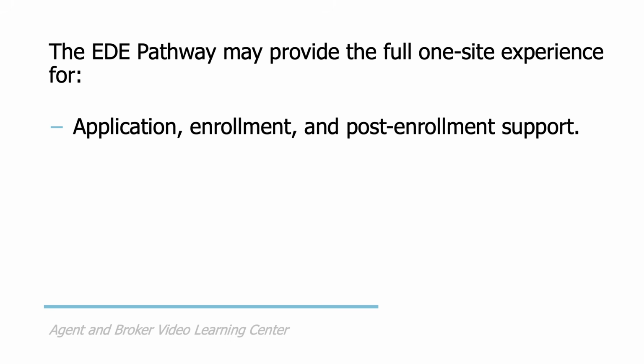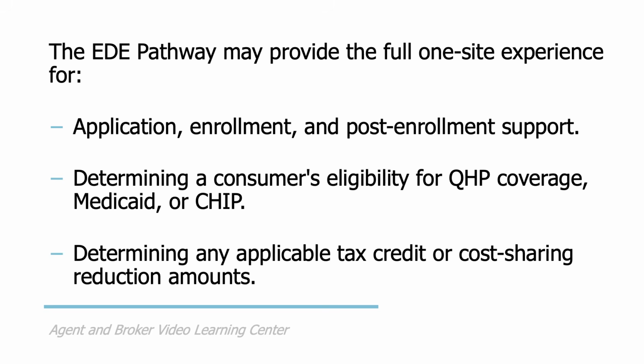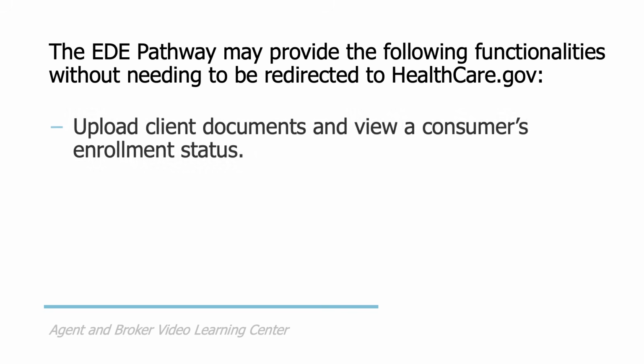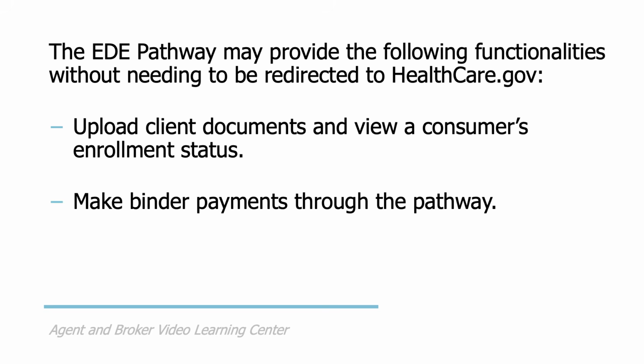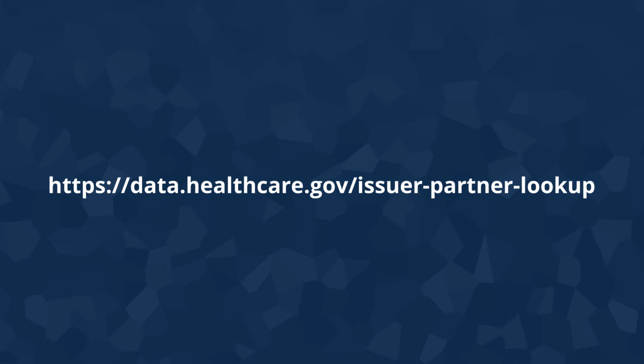Through secure data transfers, the marketplace will determine a consumer's eligibility for QHP coverage, Medicaid, or CHIP, as well as any applicable tax credit or cost-sharing reduction amounts. QHP issuers and web brokers who are approved by CMS to offer EDE provide additional functionality, such as the ability to upload client documents and view a consumer's enrollment status, make binder payments through the approved QHP issuers or web broker's website, and download notices such as the Eligibility Determination Notice and Form 1095A. Many EDE entities offer their EDE services to agents and brokers at little or no cost.